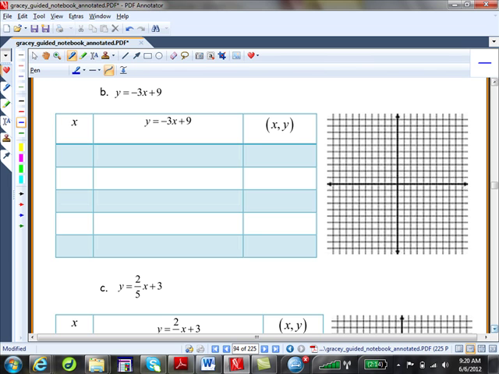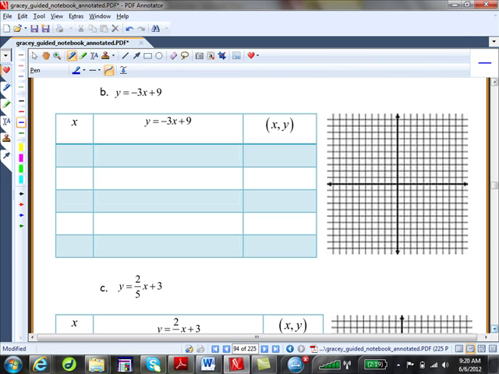Now remember, for B and C, they're already set up where y is isolated, so it's going to make the most sense to plug in values for x and to solve for y. So we'll go ahead again. We're going to find 5 ordered pairs to make sure we've got this skill down and we're solving things right. And in the next section, we can move to 3 ordered pairs. Okay? So on your mark, get set, go. Pause the movie and do these problems.